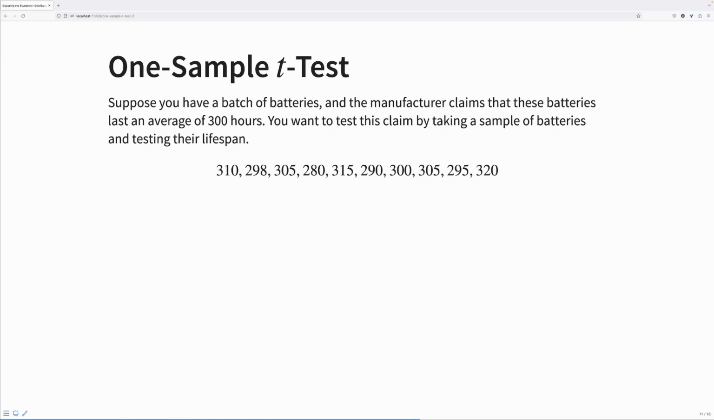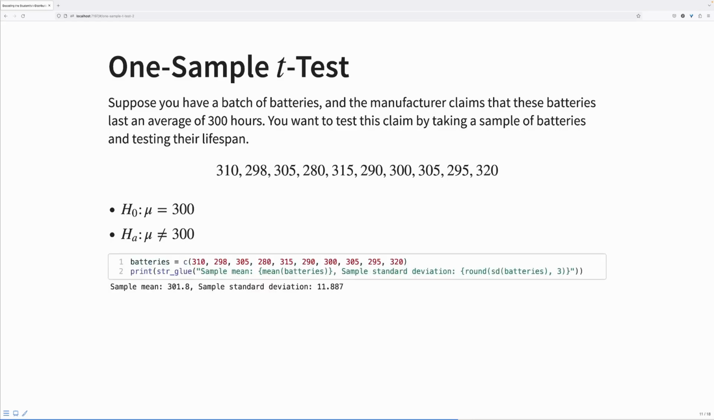Let's look at another example of one sample t-test. This time we have our raw data. Suppose you have a batch of batteries and the manufacturer claims that these batteries last an average of 300 hours. So you want to test this claim by taking a sample of batteries and testing their lifespan. So here are the lifespans of the batteries. The first step is you state the null and alternative hypothesis. The null hypothesis is mu is equal to 300 and our alternative hypothesis is mu is not equal to 300. So it's a two-tailed test.